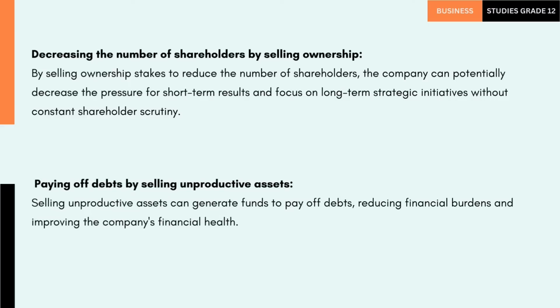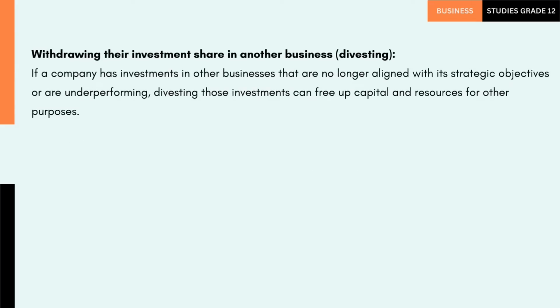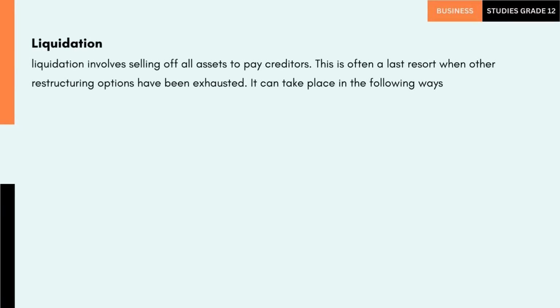D. Paying off debts by selling unproductive assets. Selling unproductive assets can generate funds to pay off debts, reducing financial burdens and improving the company's financial health. E. Withdrawing their investment share in another business, divesting. If a company has investments in other businesses that are no longer aligned with its strategic objectives or are underperforming, divesting those investments can free up capital and resources for other purposes. 2. Liquidation. Liquidation involves selling off all assets to pay creditors.